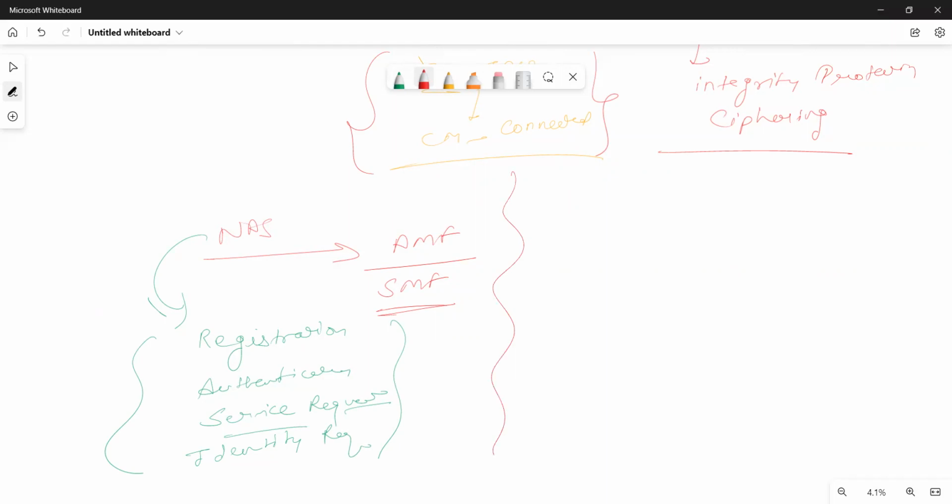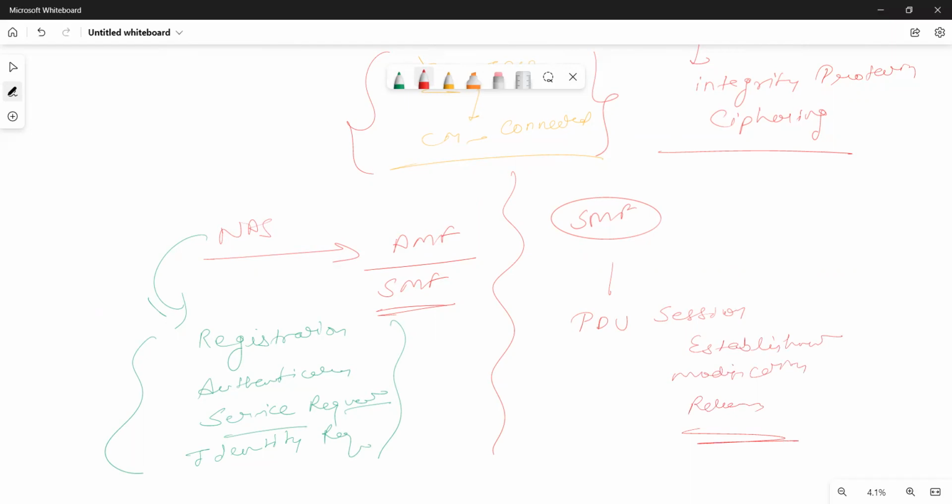एंड नेक्स्ट जो कि हमारे NAS सिग्नलिंग प्रोटोकॉल के अंदर आते हैं, दोज आर योर PDU सेशन एस्टैब्लिशमेंट, मॉडिफिकेशन एंड रिलीज, राइट? सो दोज आर बेसिकली हैंडल्ड बाय योर SMF, राइट? What are those? PDU session establishment, modification, and release, right? So these come under SMF.